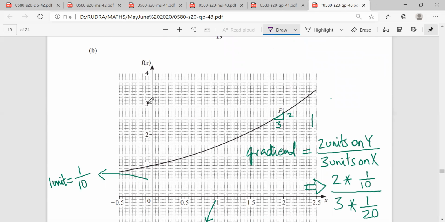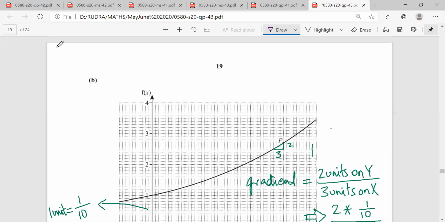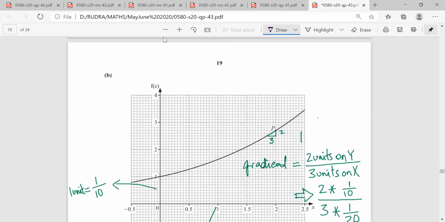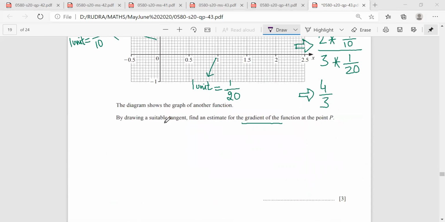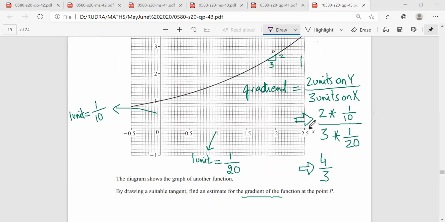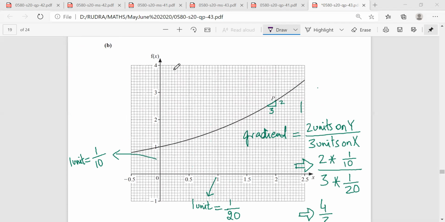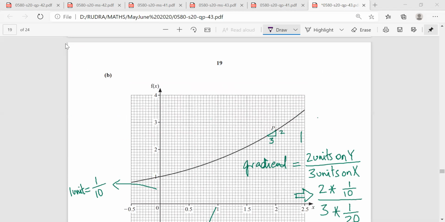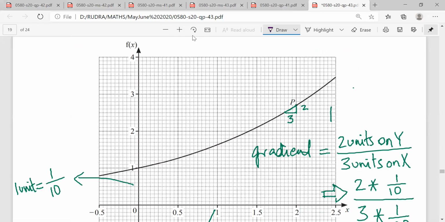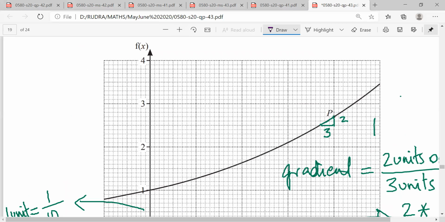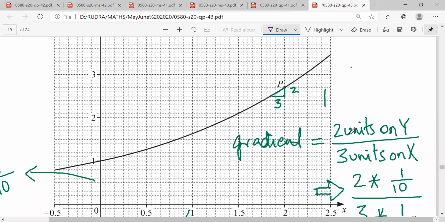Now, in this final question, the question is pretty simple. By drawing a suitable tangent, find the estimate of the gradient of the function at point P. So, if you, for example, try to zoom in, you will be able to easily find the slope. The slope seems to be 2 by 3.